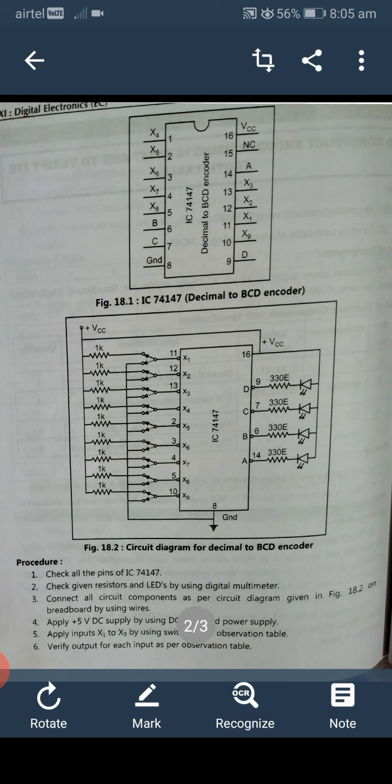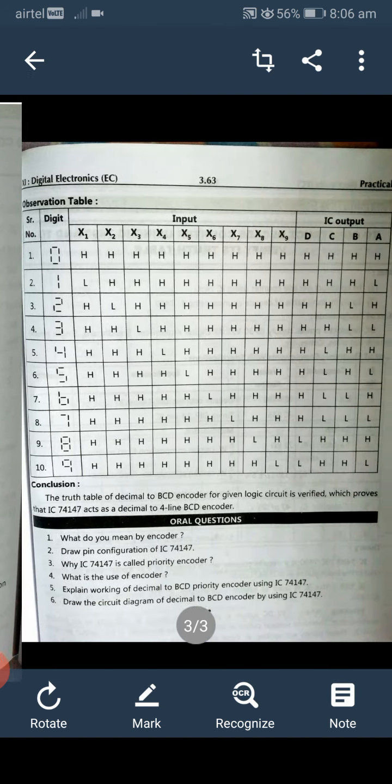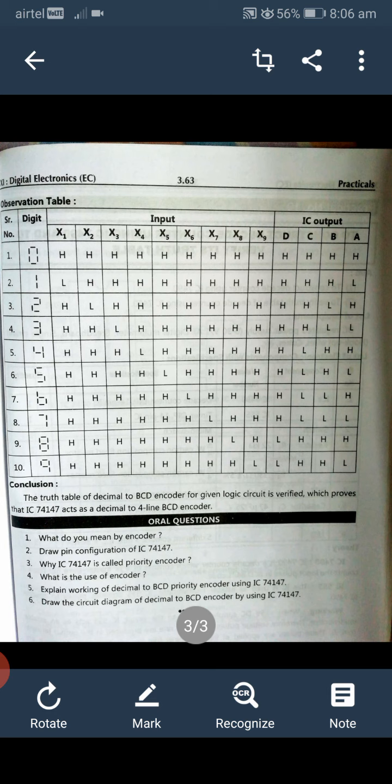Apply plus 5 volt DC supply by using DC regulated power supply. Apply input X1 to X9 by using switches as per the observation table. Verify output for each input as per the observation table. The observation table for the encoder circuit is given above.